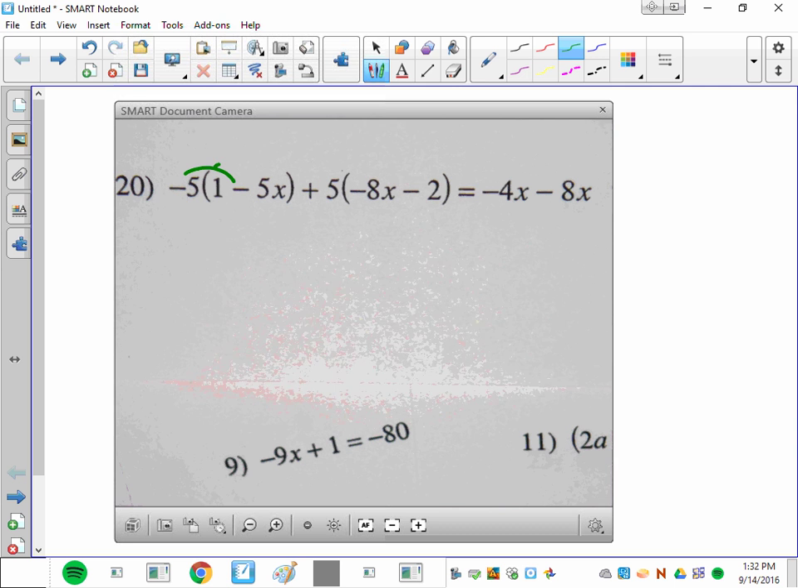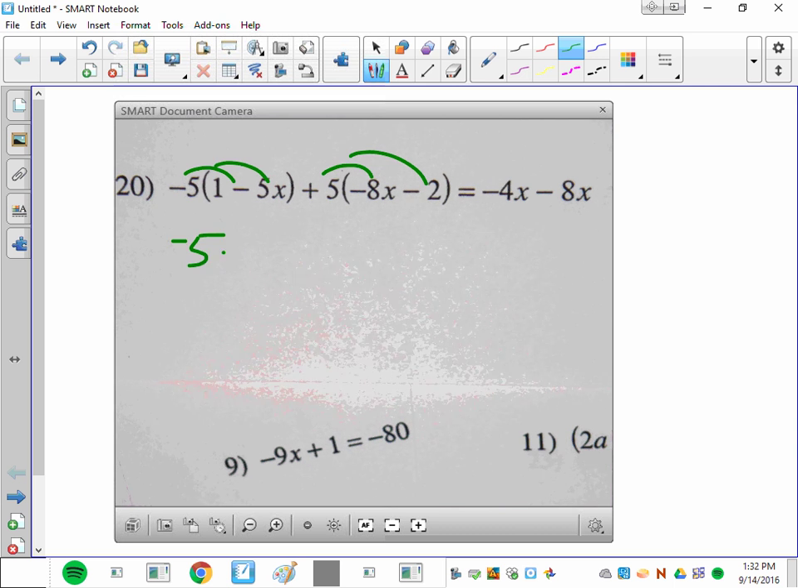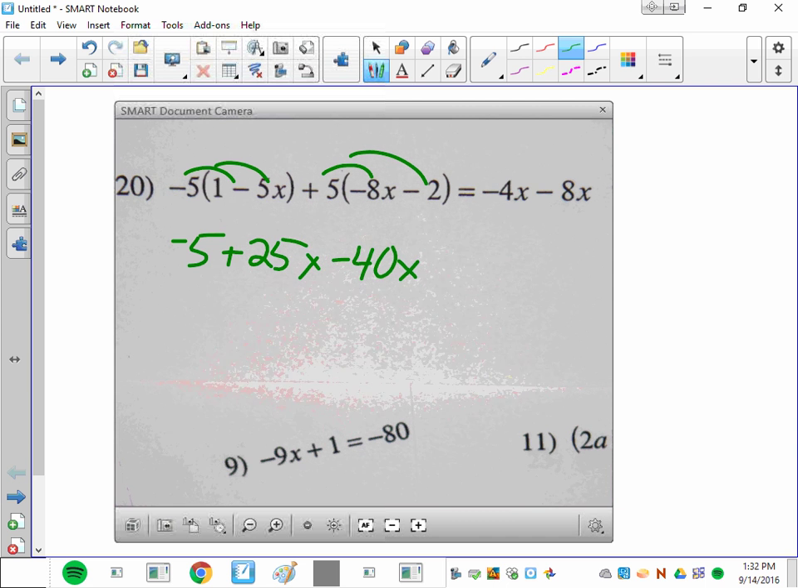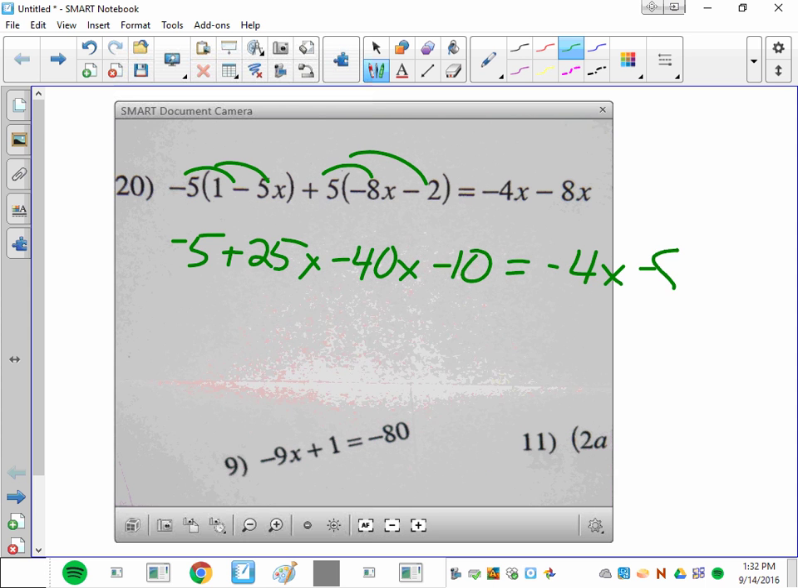Instead, I would distribute the negative 5 and the 5. So negative 5 plus 25x minus 40x minus 10 equals negative 4x minus 8x. What would be your solution plan here? Combine like terms, where would you move all the x's?